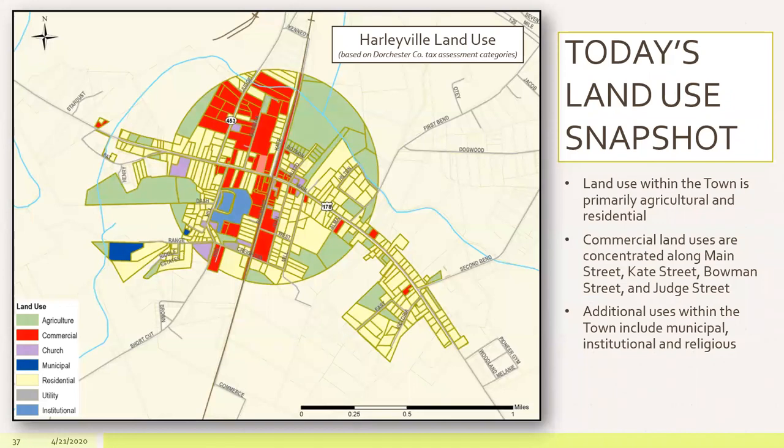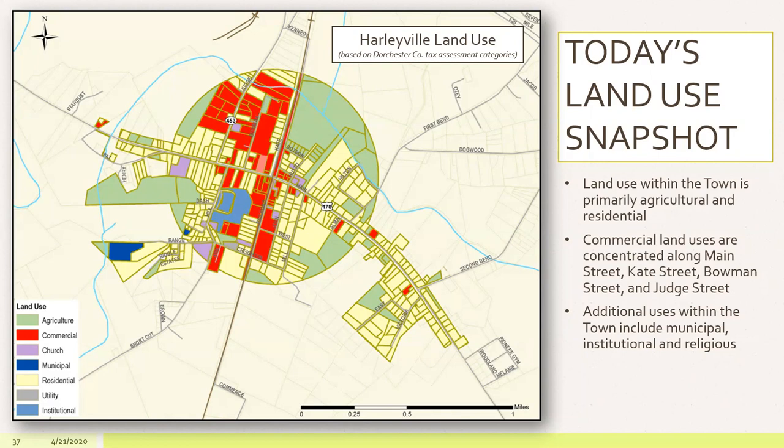So here we just have a Harleyville land use map, and just note this is based on Dorchester County's tax assessment categories. So you may notice some things here that are slightly out of line with what you would perceive. That might just be due to some slight discrepancies between county data and the reality of things on the ground. Land use within the town is primarily agricultural and residential. Commercial land uses are pretty much concentrated along Main Street, Kate Street, Bowman, and Judge Streets.